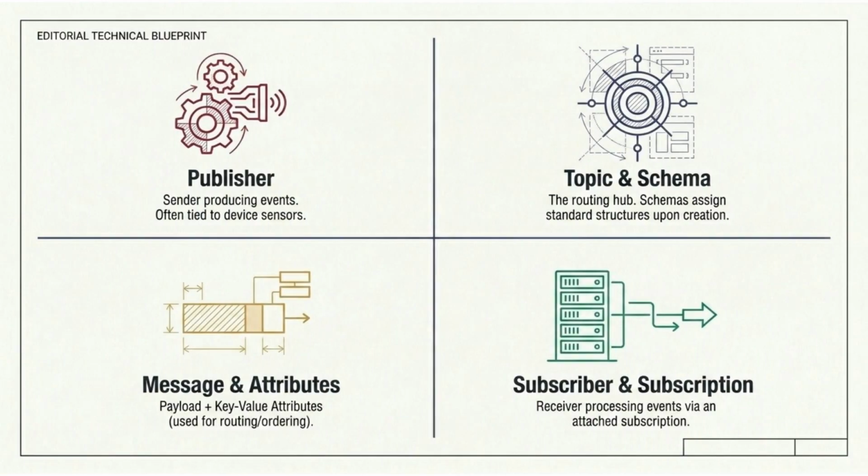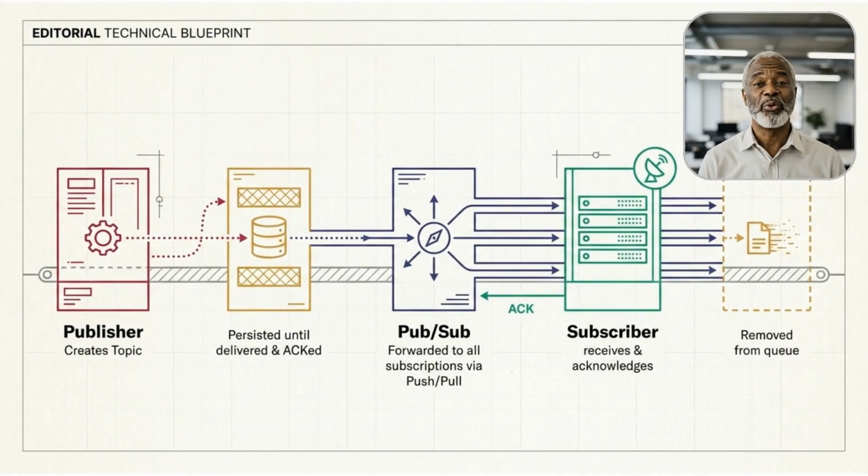The core components are the publisher, which produces events, the topic and schema, serving as the routing hub, the message and attributes, which include the payload and key value attributes, and the subscriber and subscription for processing events. The flow begins with the publisher creating a topic. Messages are persisted until delivered and acknowledged.